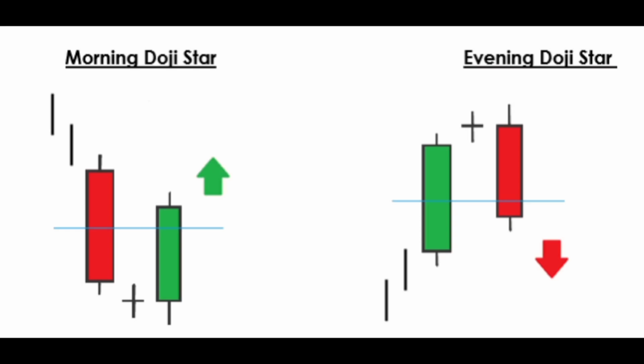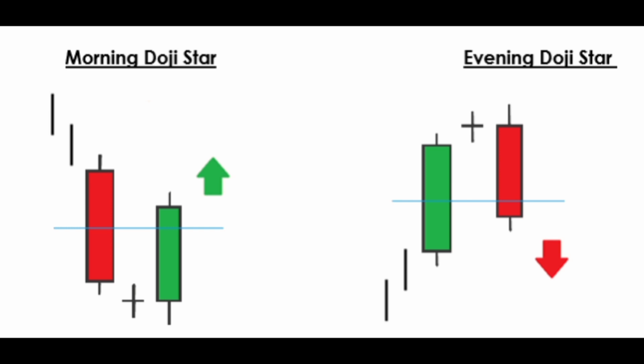Next is morning and evening doji stars. Morning and evening doji stars are also triple candlestick patterns that can indicate a potential reversal in a trend. The morning doji star is formed by a long bearish candle, followed by a doji candle, and then a long bullish candle. This pattern suggests that buyers are taking control and the trend may soon reverse.